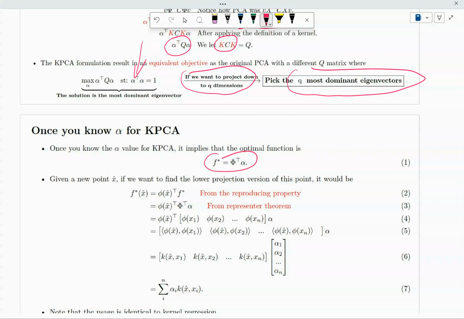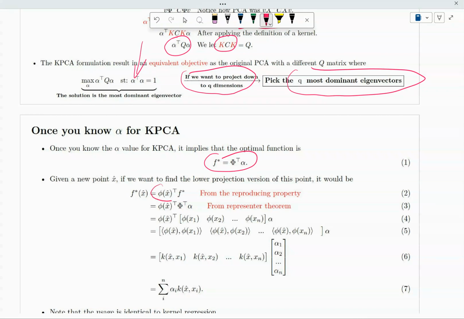So using this, now we use the reproducing property. The reproducing property, let's say you want to take this sample and you want to project it down to a lower dimension. And this is the function from kernel PCA that you learn to do this. So this will project this sample down to a lower dimension. How do you go about doing that?